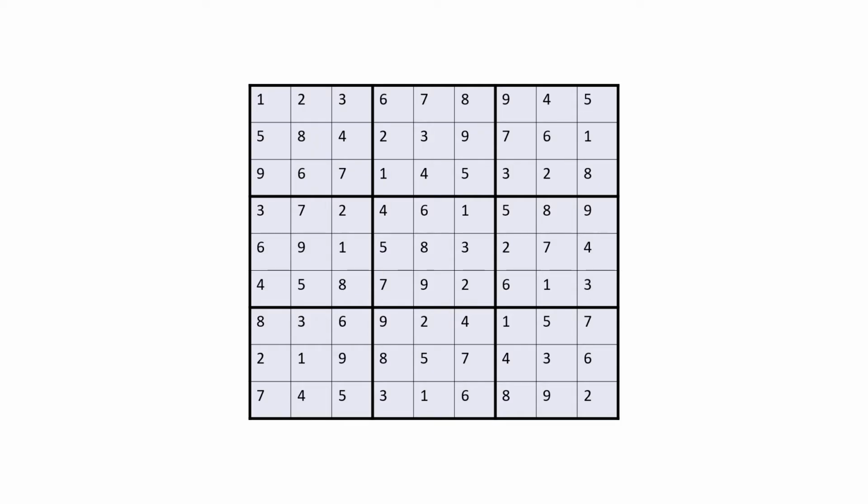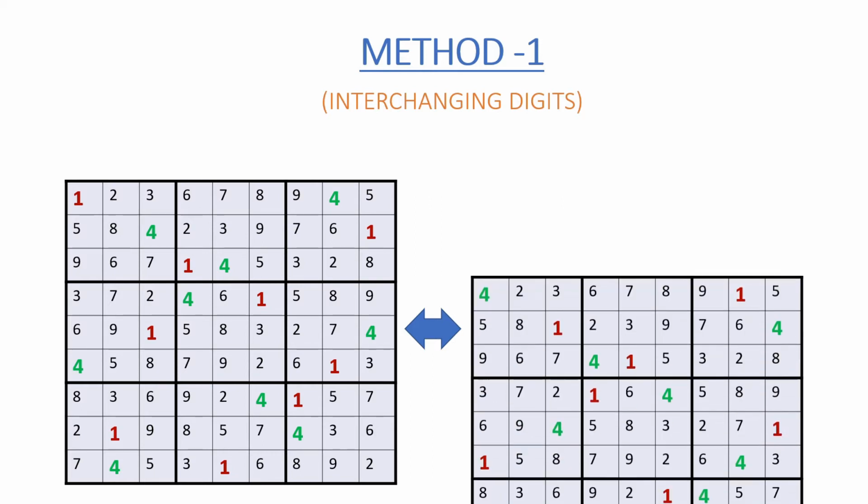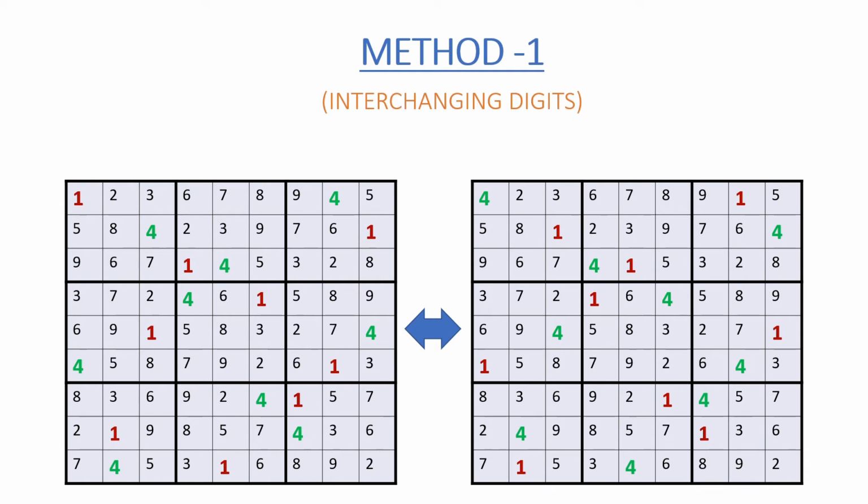This is one possible Sudoku solution. We will use this solution to create the other solutions. Method 1. Interchanging digits. Sudoku on the left is the solution initially taken. In the right solution, I have interchanged all the 1s with 4 and all the 4s with 1. You can cross-check that the solution on the right is also a valid one.